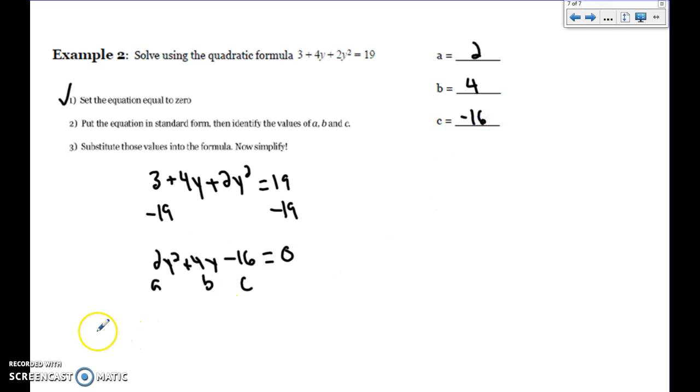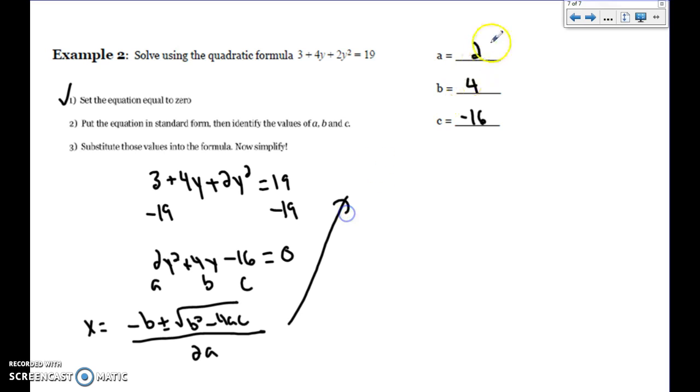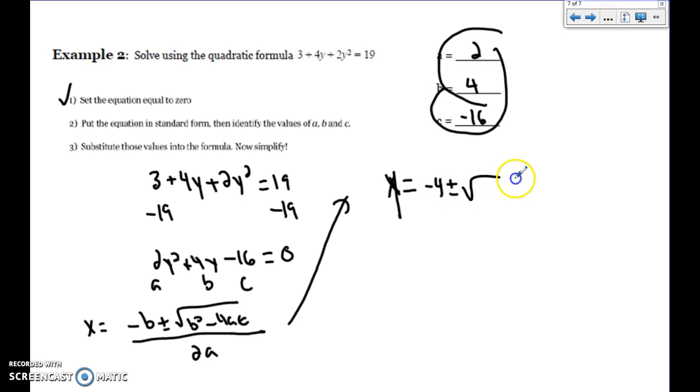So we're going to plug this into the quadratic formula. Remember, it's x equals negative b plus or minus radical b squared minus 4ac all over 2a. So now we're going to plug all of these in. In this case I'm going to say y because that's what the variable is. Y equals negative b, so it's negative of 4, plus or minus b squared, so that's 4 squared, minus 4 times a, which is 2, times negative 16, all over 2a, so it's 2 times 2.